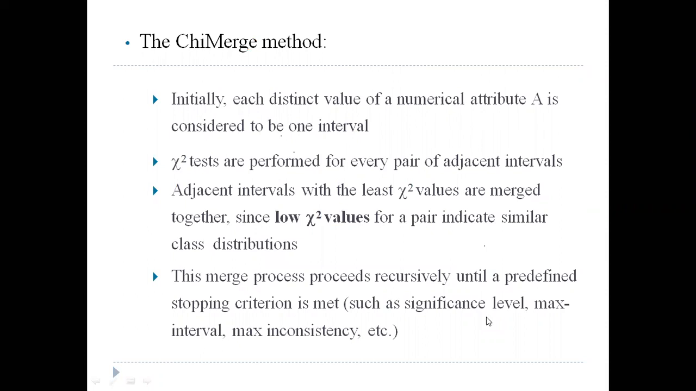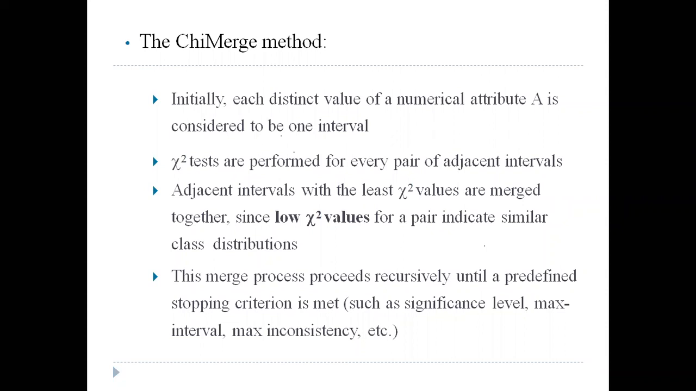Now, when we get back to the chi-merge method, as I said, initially each distinct value of a numerical attribute A is considered to be one interval. If I have 100 values, there are 100 intervals. That is the initial stage. The chi-square test is performed for every pair of adjacent intervals. Adjacent intervals with the least chi-square value are merged together, since you have lower numbers in this particular interval.